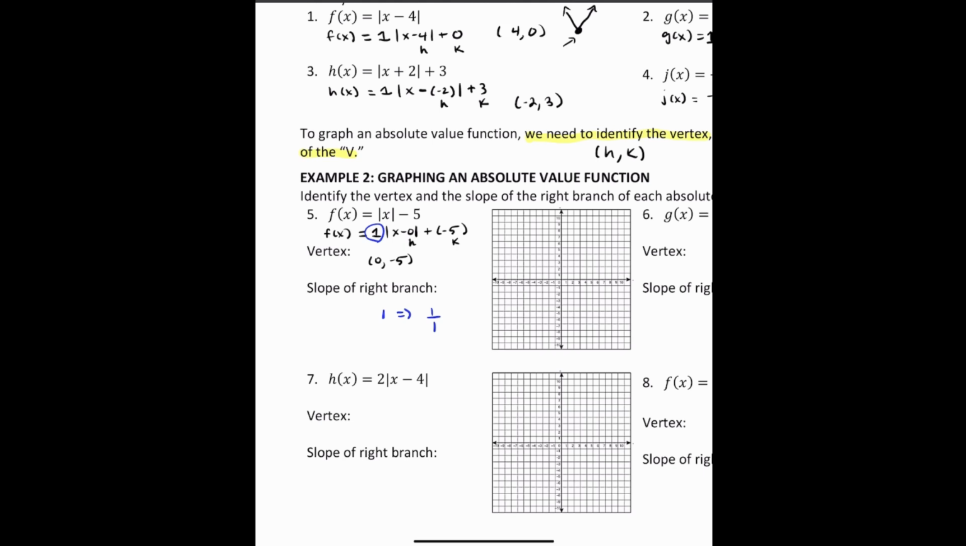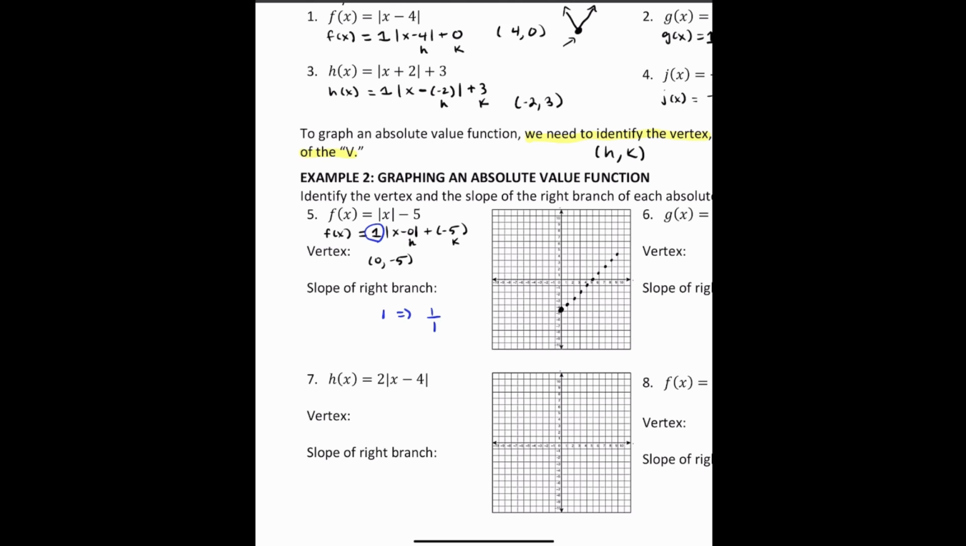So here we go. Let's graph 0 comma negative 5, which is located right here. And I'm going to go up 1 over 1. It's the same process as when you're graphing a linear function. So I go up 1 over 1, up 1 over 1, and there you go. That's the right side of the V.